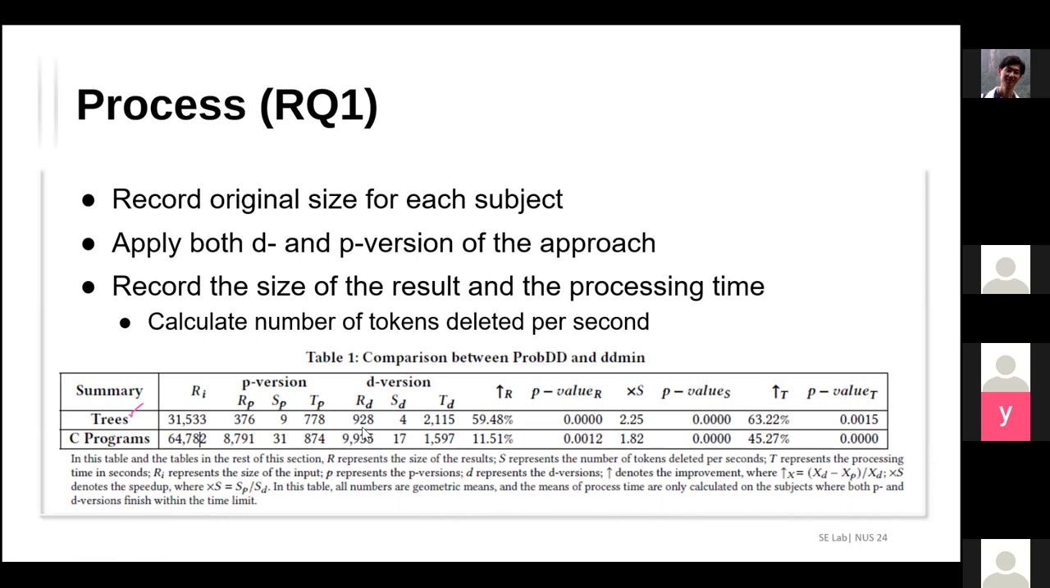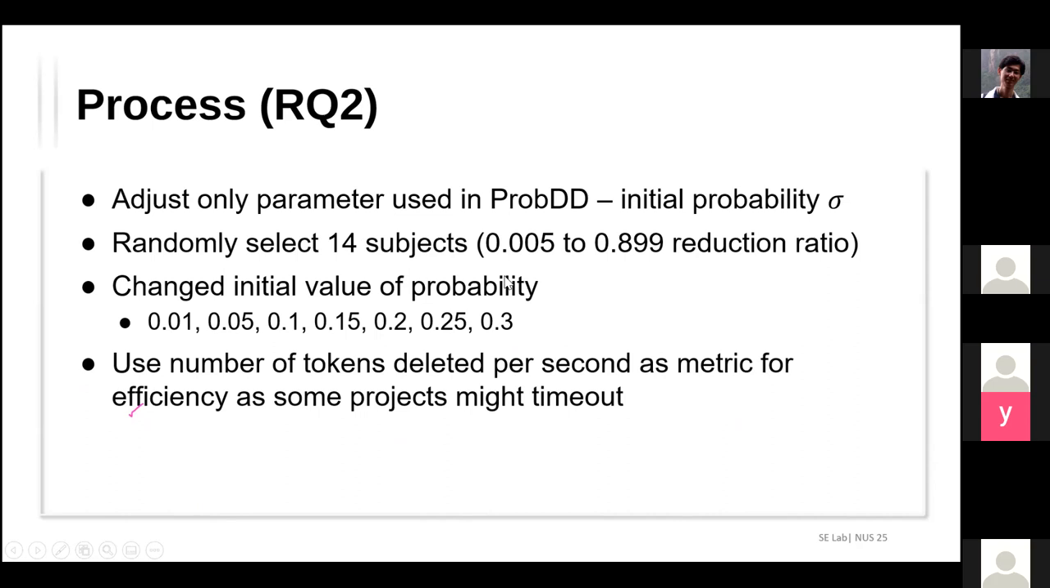For research question two, which is the initial probability, which is what Dr. Lin mentioned just now, the sigma itself. To calculate how this parameter actually affects, they selected 14 different subjects. Subjects in this case are just 14 different programs. Out of these 14 programs, their reduction ratio, which is the sigma, actually ranges from 0.005 to 0.899. So it does matter. What they are saying is that from these 14 projects, some of the projects can be reduced by a large amount, and some of the projects can only be reduced by a small amount.